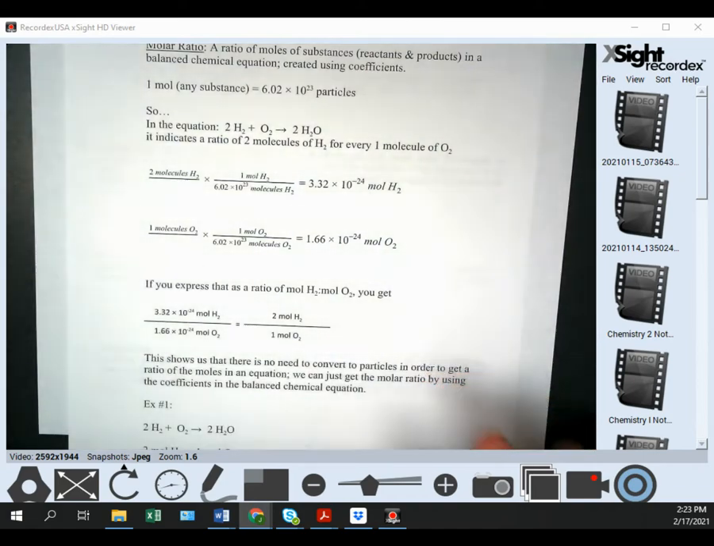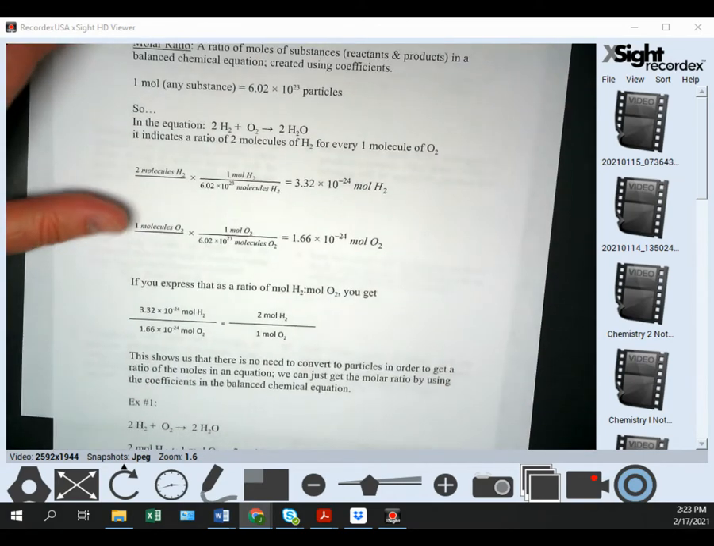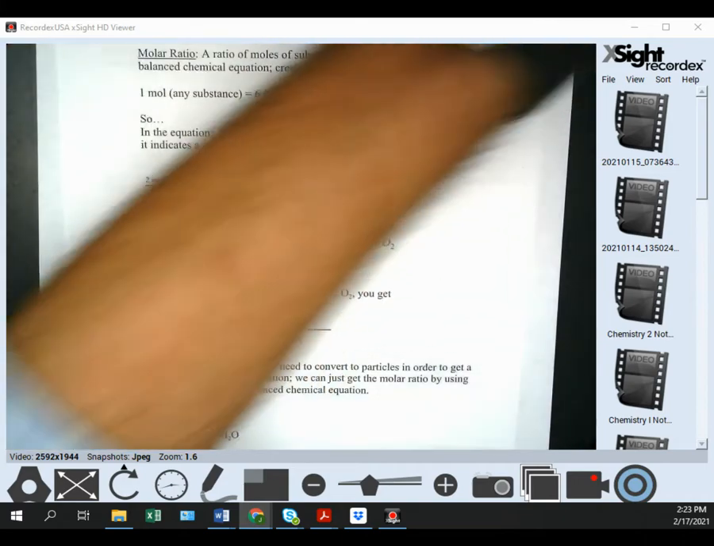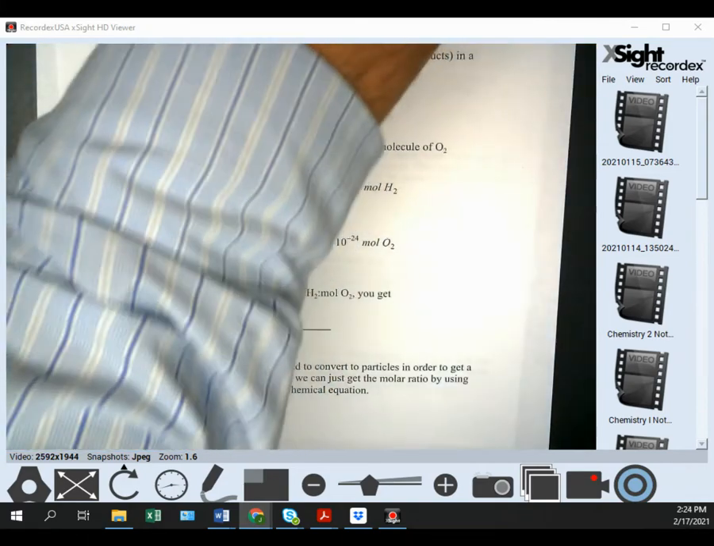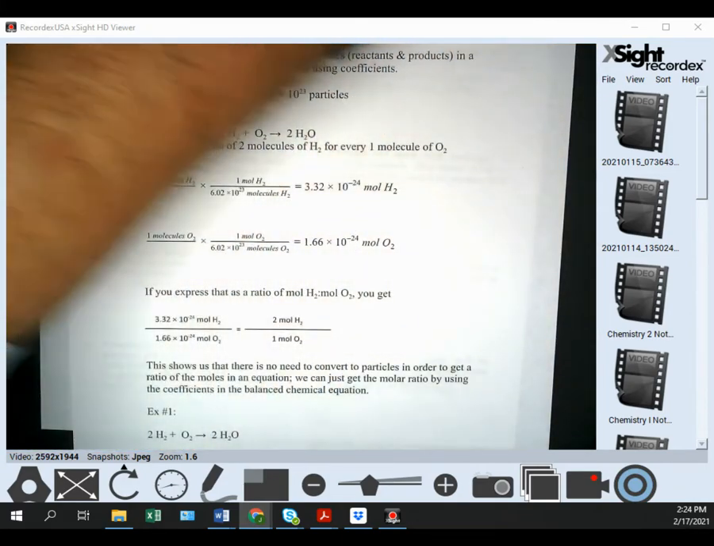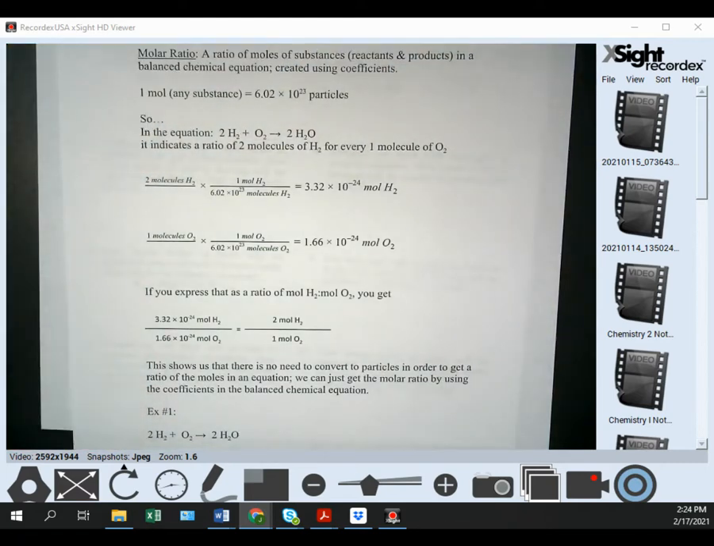So the molar ratio notes. Now I've given you guys the notes with everything filled out in them already for the most part. I'm just gonna highlight a few things and write a few small things in there. So, okay, molar ratio.